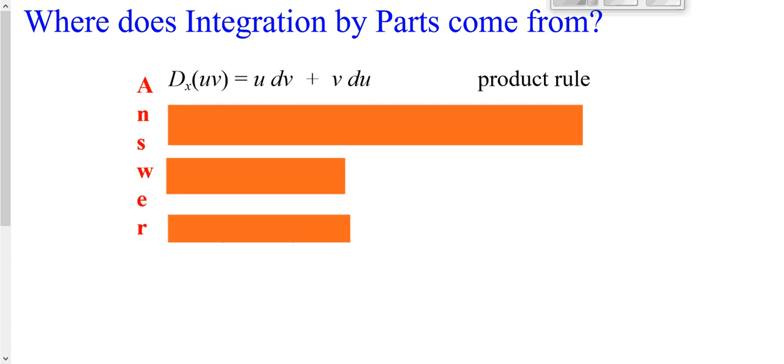Oh, I hate it when I get tongue-tied. Well, there's the product rule. You know it, even though I can't say it right now.